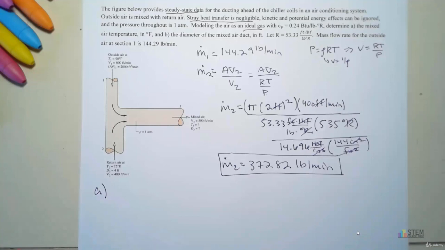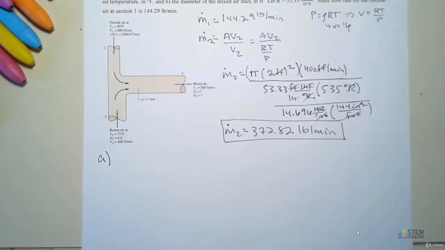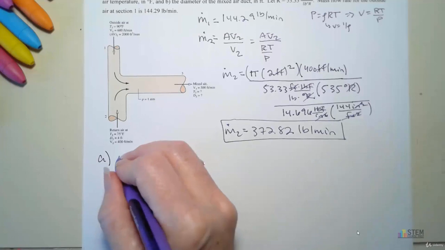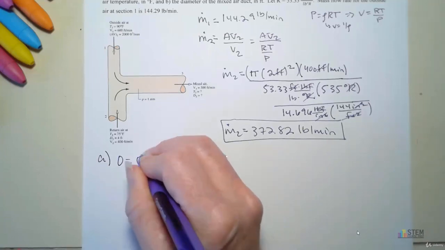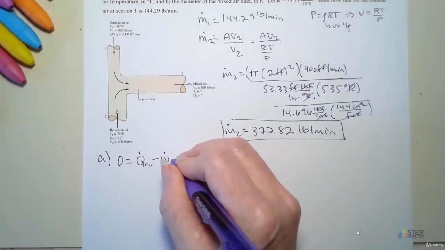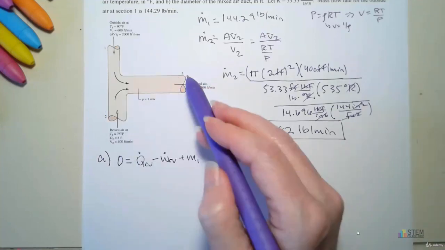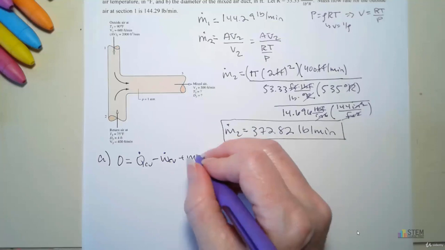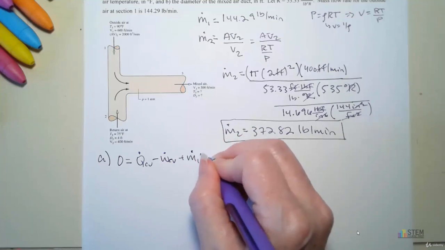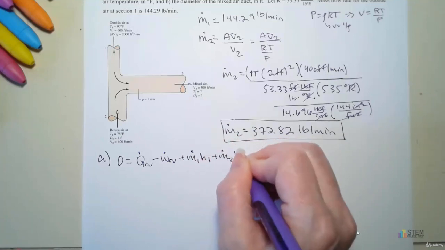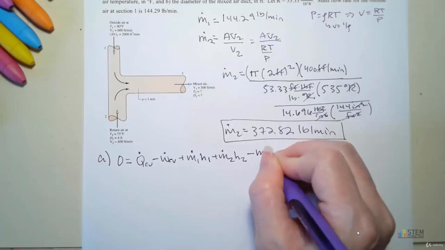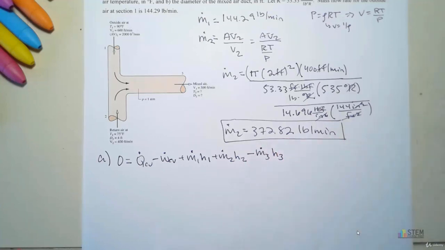Now let's go to point A. On point A, we want the mixed air temperature. That's the temperature coming out at point 3. Let's go ahead and do our energy balance equation. So we're going to have 0 equals Q dot minus W dot. And the control volume is going to be this entire thing. So we'll have all the inlets and exits. We'll have M1 dot times H1 plus M2 dot H2 minus, because this is an outlet, M3 dot times H3.